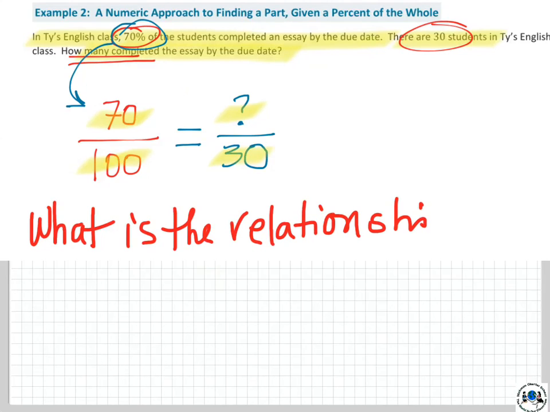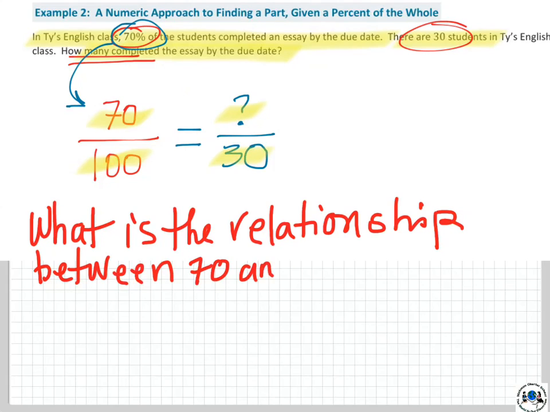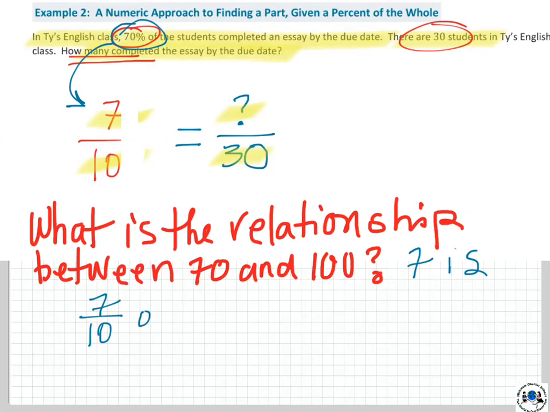So in this case, one of the better ways to do this numerically is to look at the relationship between the 70 and the 100. Look at that percentage: 70 out of 100. If we look at that percentage, we can see that it's actually 7 out of 10, which means the relationship between 7 and 10 is that 7 is only 7/10 of 10.